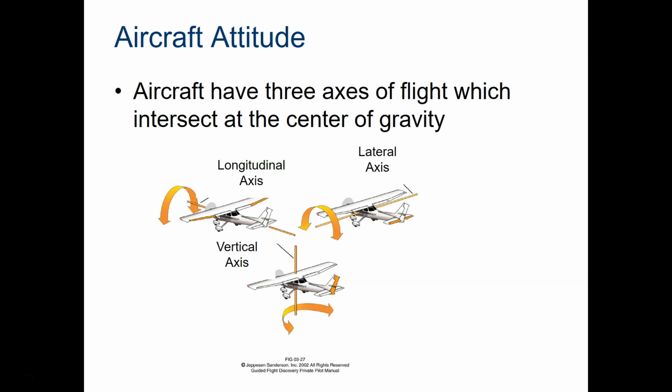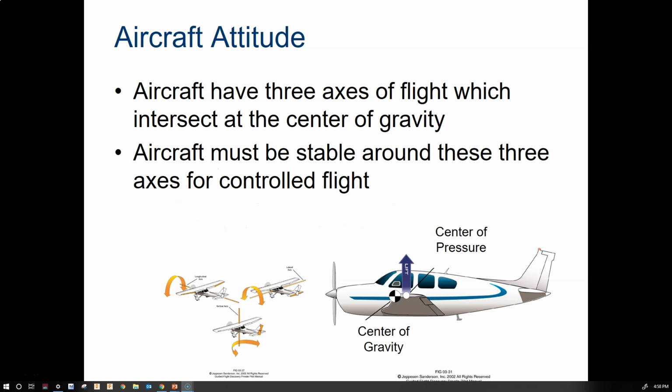Longitudinal runs the length of the fuselage. Lateral runs the length of the wingspan. And the vertical axis goes vertically through where those two, longitudinal and lateral axes, intersect with each other. To achieve a controlled flight, the aircraft has to be stable around these three axes.